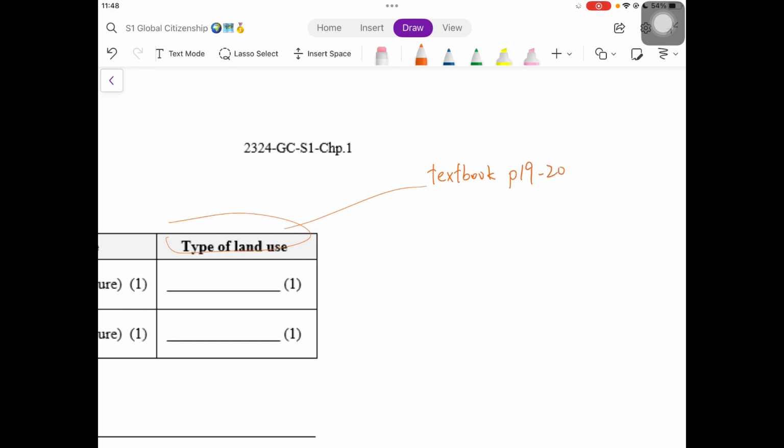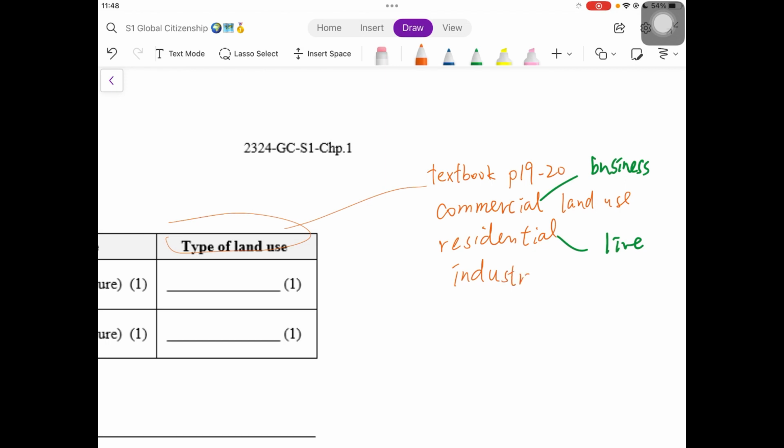Page 19 and 20. So we have the commercial land use. We have the residential land use. Commercial land use is for business, if you still remember, and residential is for people to live. And we have the industrial land use. It is for the land for production, or like the warehouse, it is for storage.